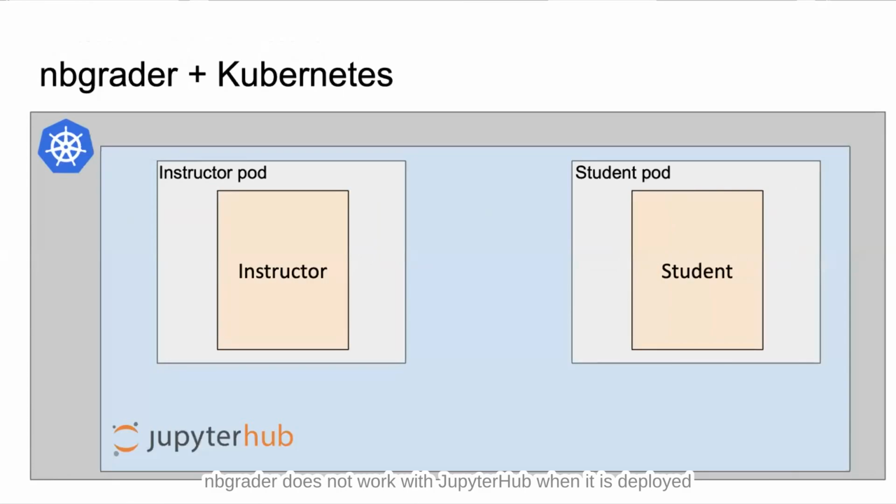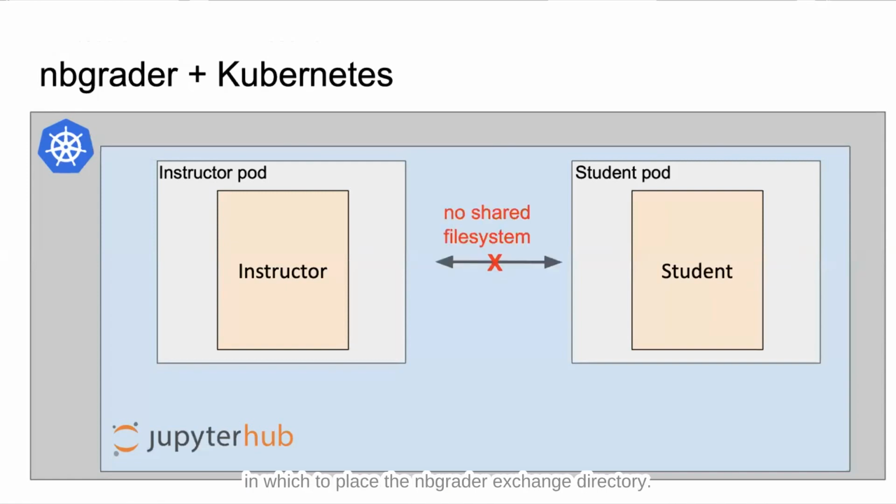nbgrader does not work with JupyterHub when it is deployed on a Kubernetes cluster. This is because on a Kubernetes cluster, each user has its own Kubernetes pod with its own private file system. So this becomes our main problem. With this setup, there isn't a universal file system in which to place the nbgrader exchange directory.